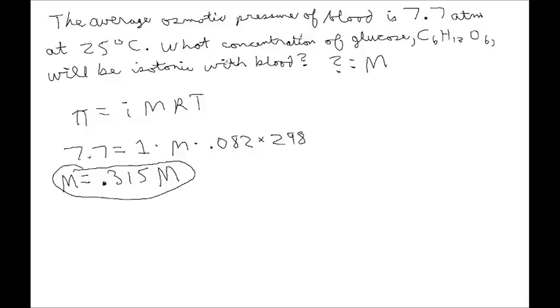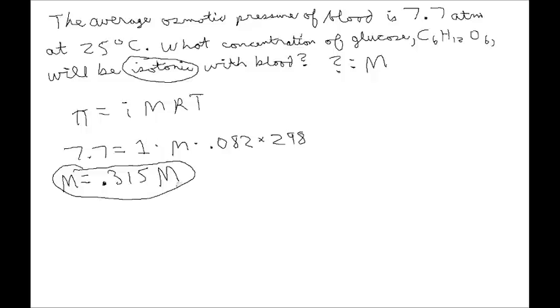Okay, so notice this was an example of how the term isotonic could come up on the exam. And this example is the kind of calculation you would do if you were trying to give an IV fluid. If you're trying to get an IV fluid that would be isotonic to the blood, this is the kind of calculation that you would be doing.